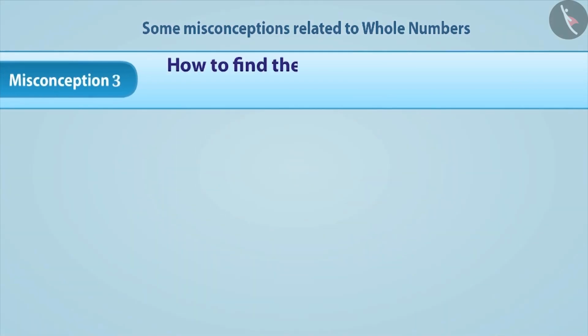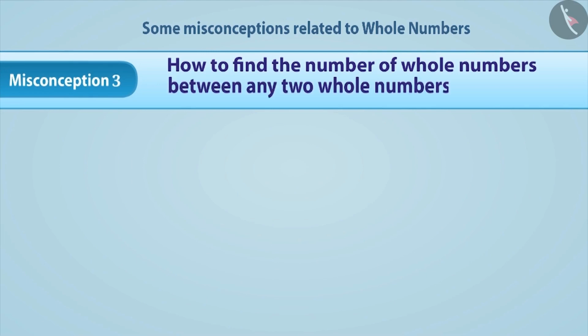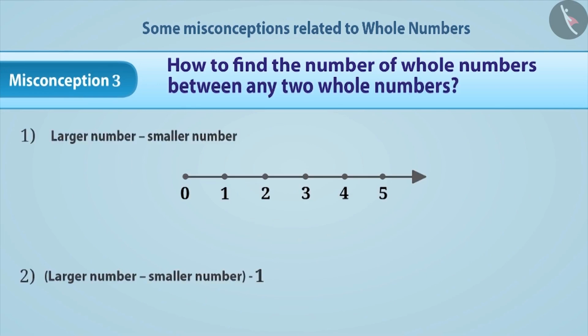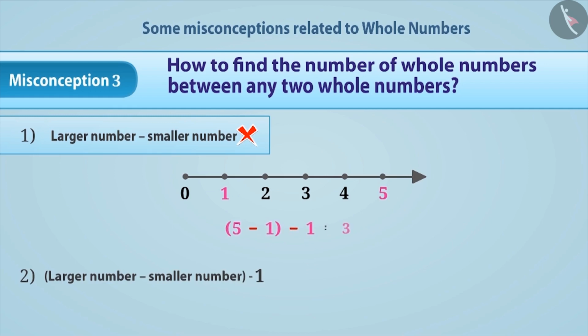Misconception 3. How to find the number of whole numbers between any two whole numbers? Often there is a misunderstanding that by subtracting the smaller number from the larger number, the number of whole numbers between them can be found. To know the number of whole numbers between any two whole numbers, we must subtract the smaller number from the larger number and then subtract 1 from the result. So, option 2 is the correct answer.